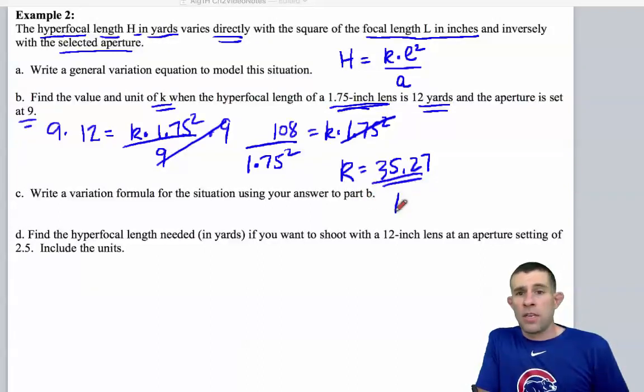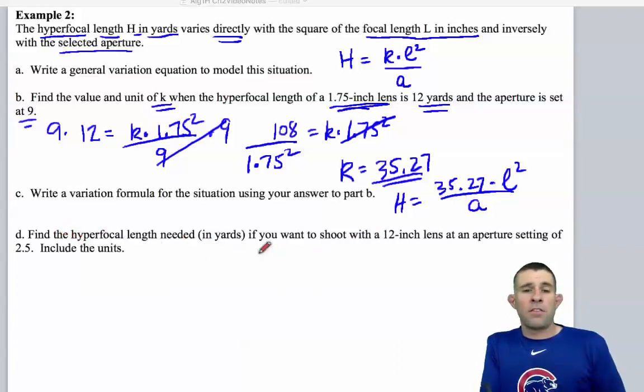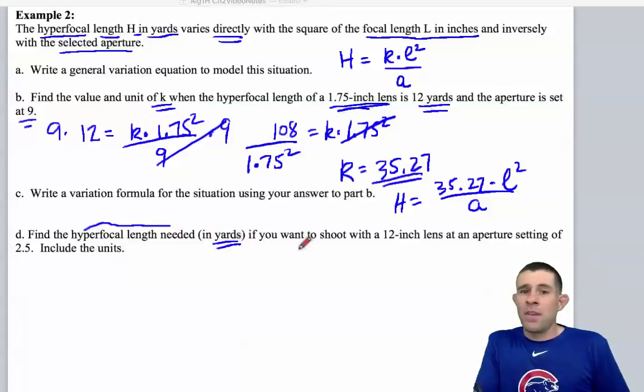Okay, now I can rewrite my variation equation from part B there, including my constant of variation. So this should read H is equal to 35.27 times L squared, all divided by my aperture setting. All right, now we want to apply this variation equation here. It says find the hyperfocal length needed in yards, so we're looking for H here, if you want to shoot with a 12-inch lens, that's our value for L, and with an aperture setting of 2.5, that's our value for A.